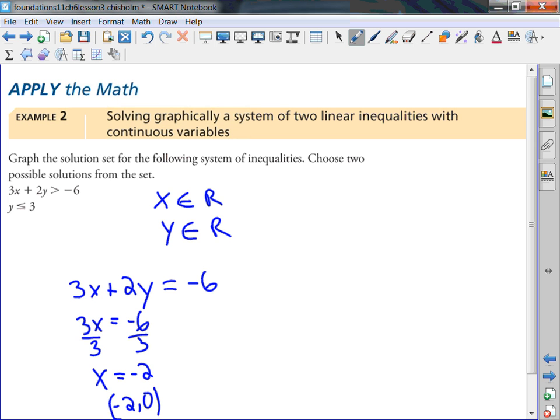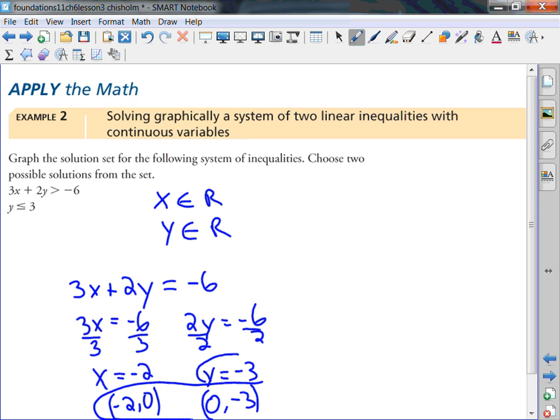The y-intercept, we're going to substitute x equals 0, so it's just going to look like 2y equals negative 6. Divide by 2 on both sides to get y equals negative 3. So that's the point 0 and negative 3. So here are the 2 points for our intercepts for that equation. So that's the two intercepts that we're going to use to graph it.